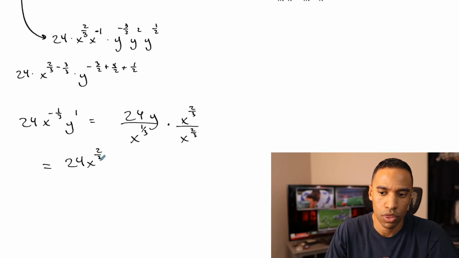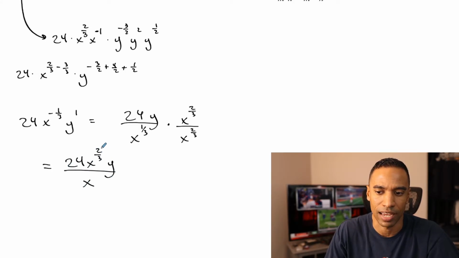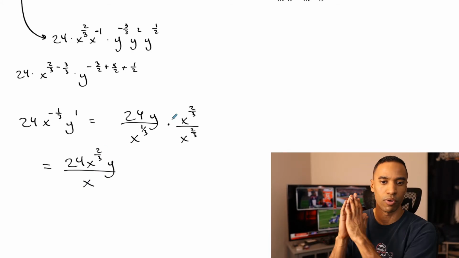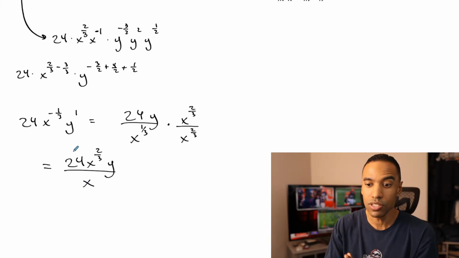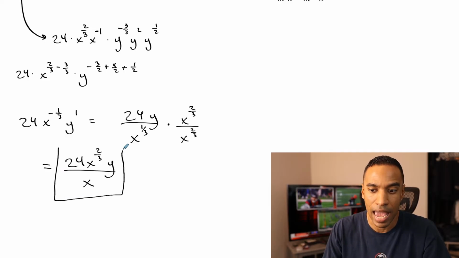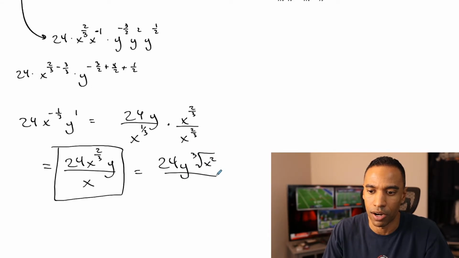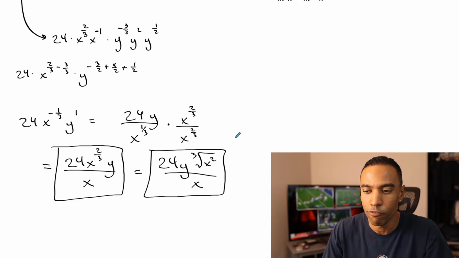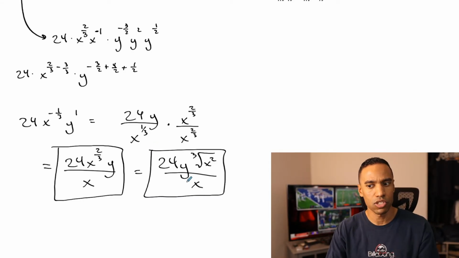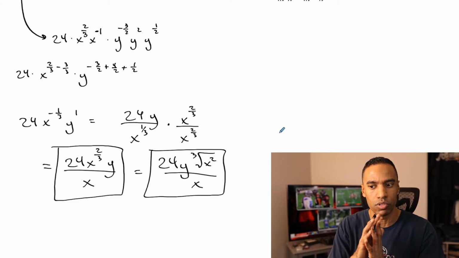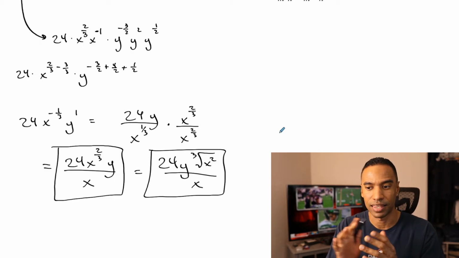24x to the 2/3 y all over x. And you don't want to subtract these anymore because it'll bring you right back to where you were. So this is good. This is a way to answer it. I personally like this one more, 24y times the cube root of x squared all over x. I think it better formulates the concept that these two things can't interact with each other, or you don't want them to. And then that's it.